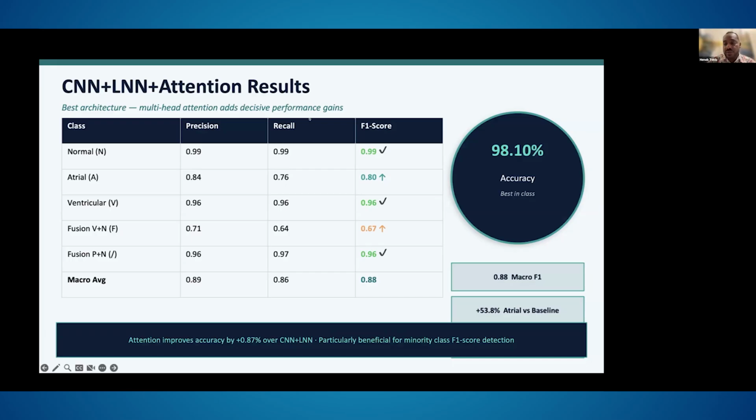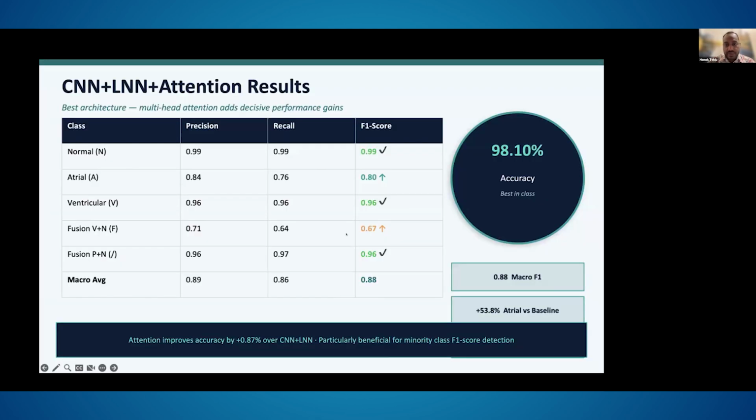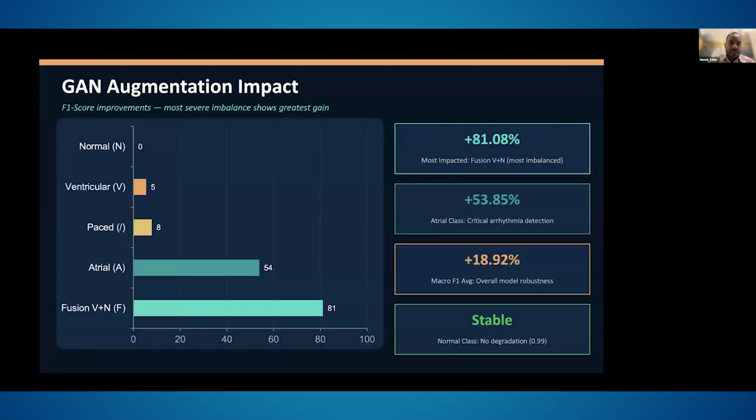As you can see from this one, some of the classes have jumped in accuracy, in the F1 score. So adding attention also has some benefits beyond just using data augmentation. Attention has also made the F1 score jump. So there is an impact of adding GAN, sorry, augmentation.